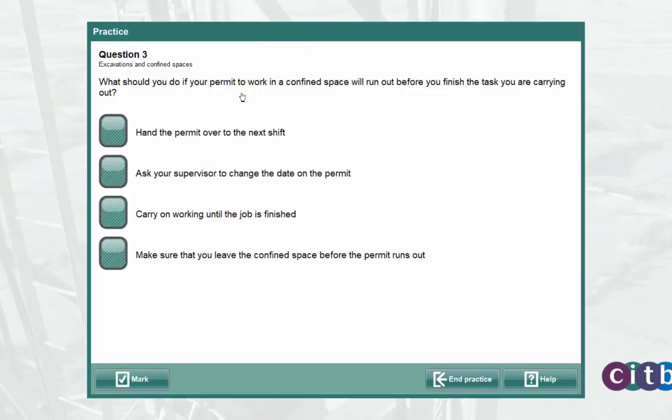What should you do if your permit to work in a confined space will run out before you finish the task you are carrying out? Hand the permit over to the next shift. Ask your supervisor to change the date on the permit. Carry on working until the job is finished. Make sure that you leave the confined space before the permit runs out.